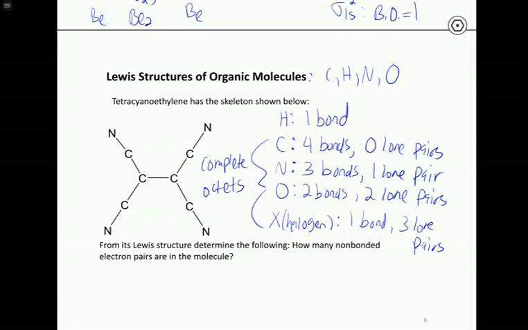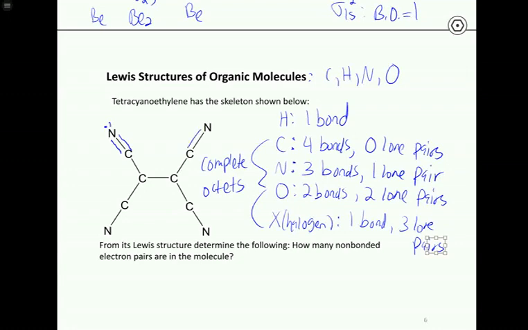So probably the best place to start on these structures is on the outside, because the outer atoms are only bonded to one thing, and so the number of bonds they form and the number of lone pairs they have is going to be defined pretty easily. So for each of these nitrogens here, these are terminal atoms. That means they're on the outside, not bonded to anything else. And as I said over here, they want to form 3 bonds and have 1 lone pair. So we draw 2 more bonds to nitrogen and the lone pair.